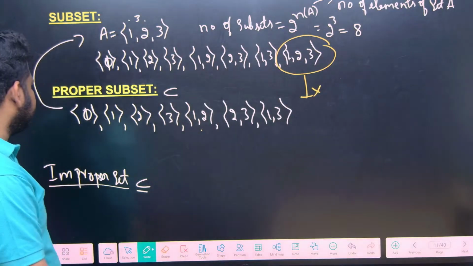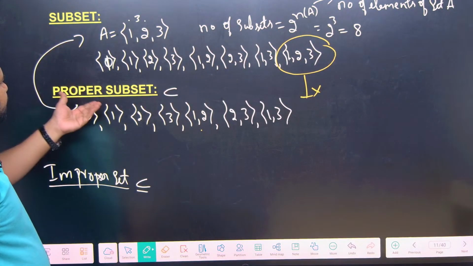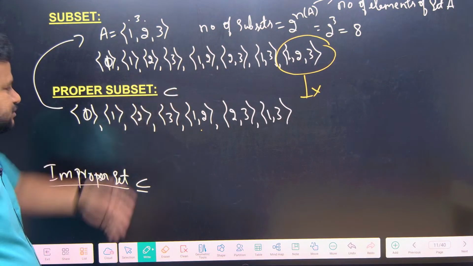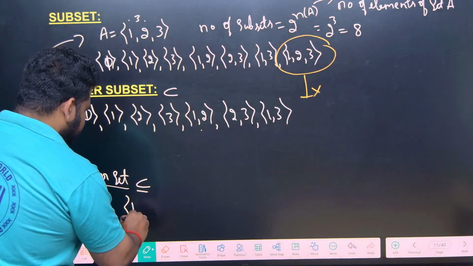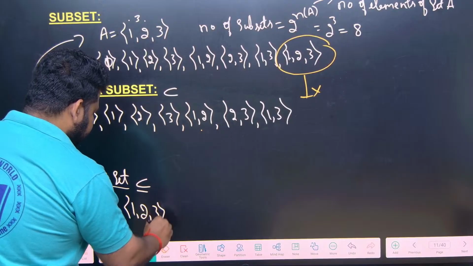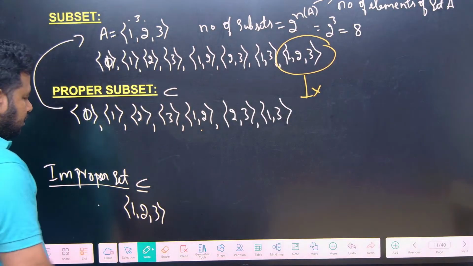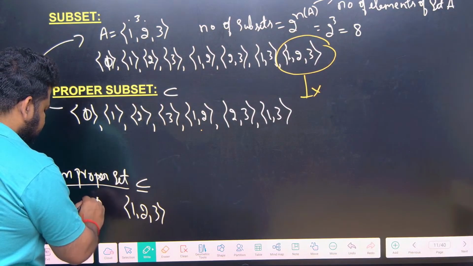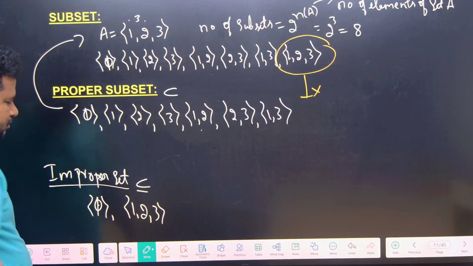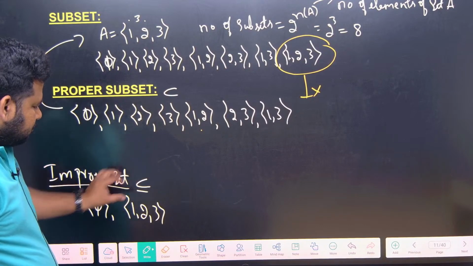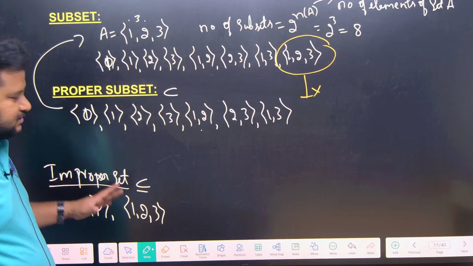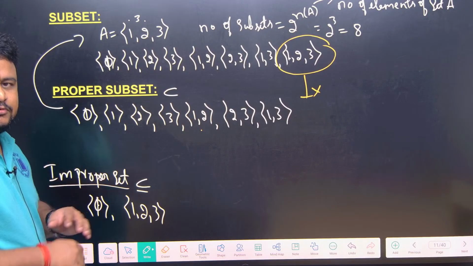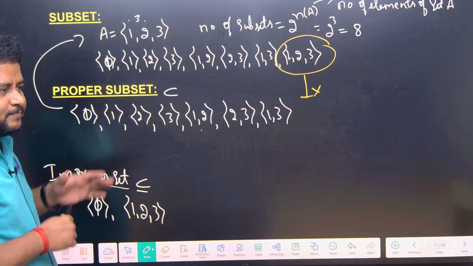Now what is this improper set? From the subset, if you remove proper set, you will get improper set. That means I should include 1, 2, 3. In some books they will also include the empty set. So these are improper sets. Not that important, but in some questions they may ask proper set, improper set, or use these words. So that's why you should be aware of it.